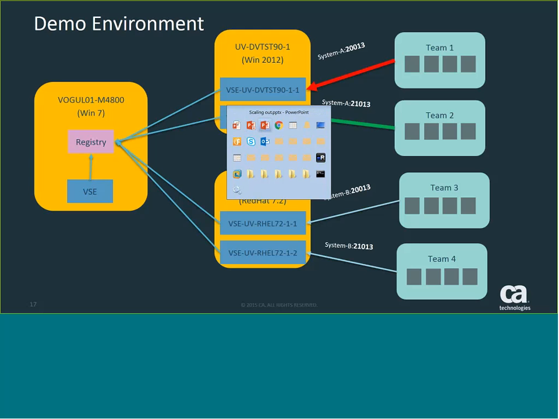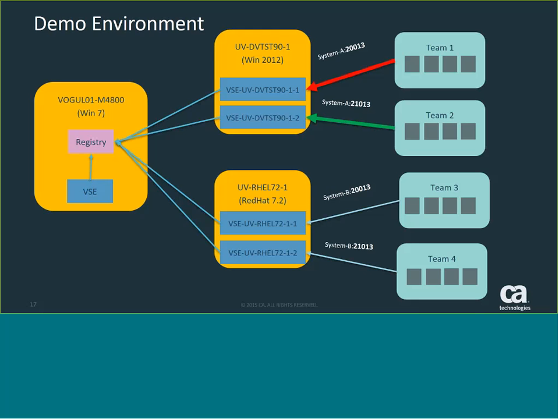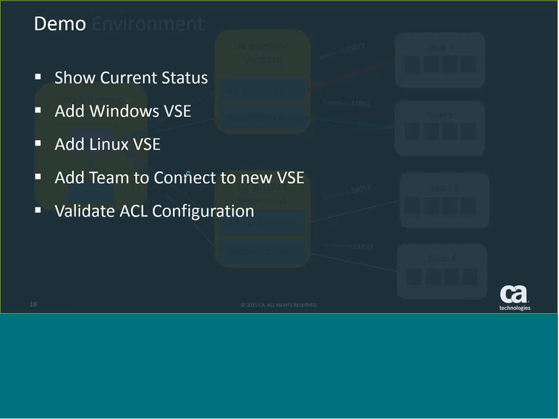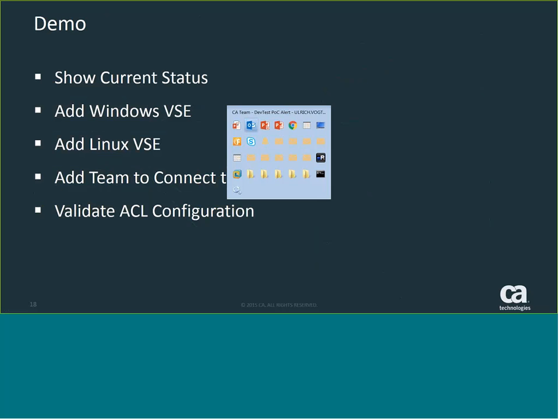Okay, let's now switch over. In the demo, we will first show the current status, and then we are going to add the Windows Virtual Service Environments. After that, we add the Linux VSEs and use the ACL configuration to create a team that can connect to one of the new VSEs. Now let's switch over to the current desktop.